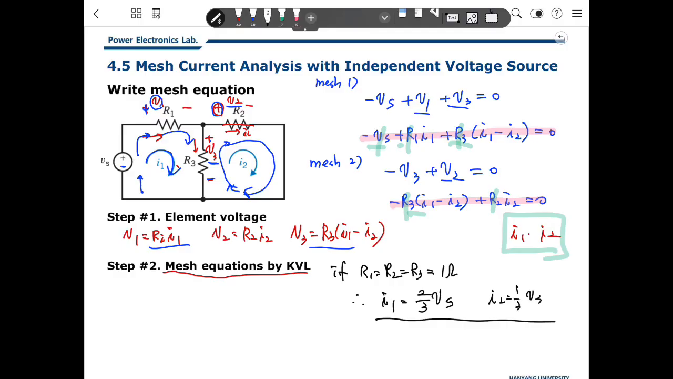Actually, we don't need the mesh currents themselves. What we want to know is a voltage or current. So based on these mesh currents, we insert them here and we can get V1, V2, V3, and the currents here, whatever it is. That is how to solve a circuit with mesh current analysis.